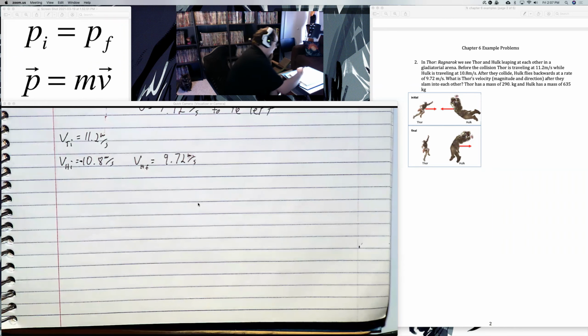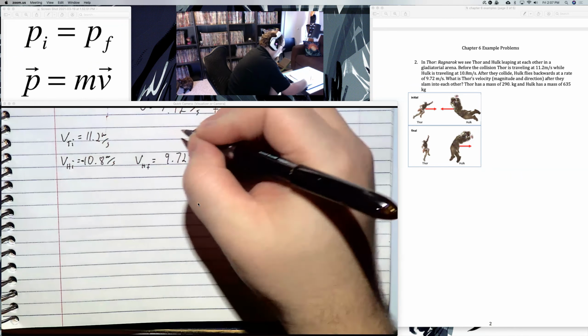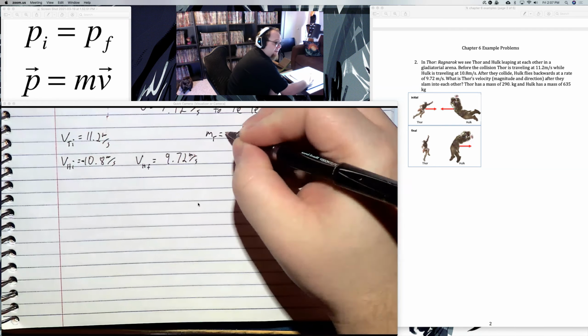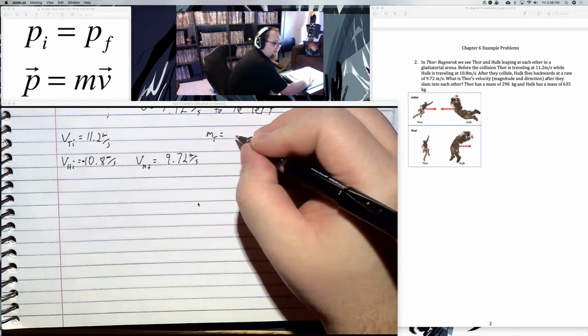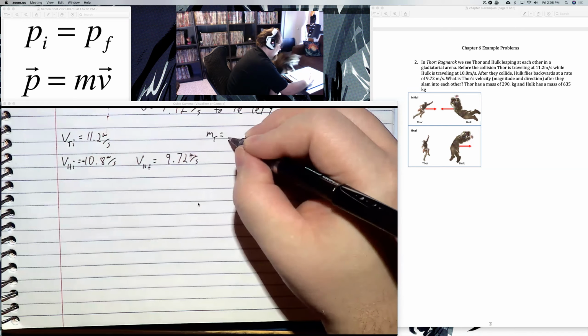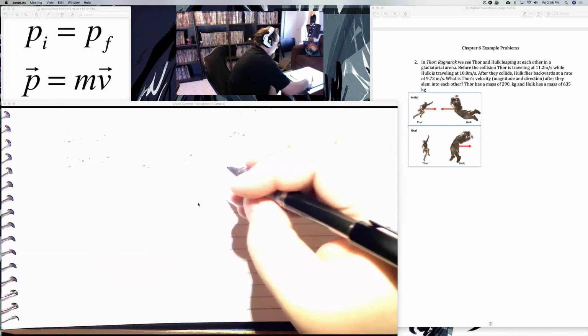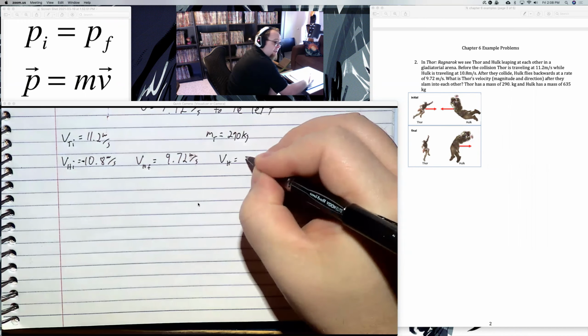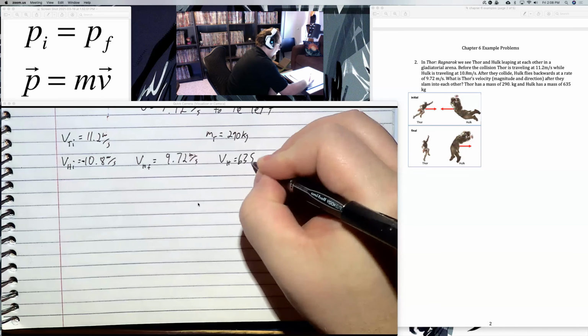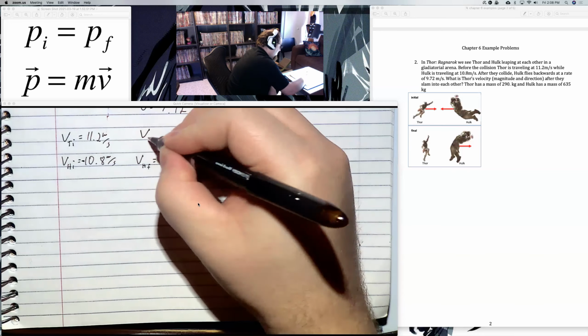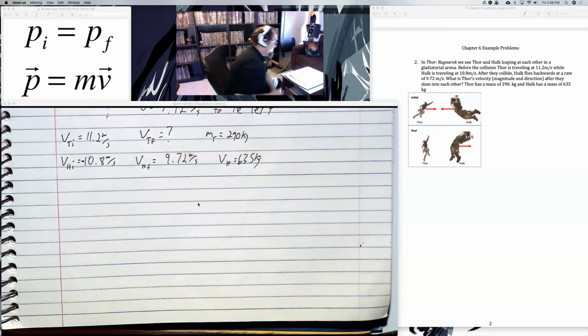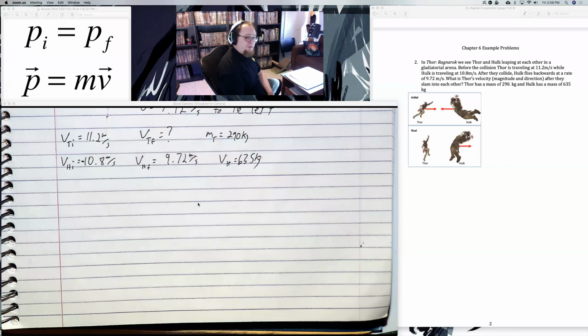And I said, given the masses, the mass of Thor is impressively heavy, 290 kilograms. And the mass of Hulk is 635 kilograms. What is the velocity of Thor final?